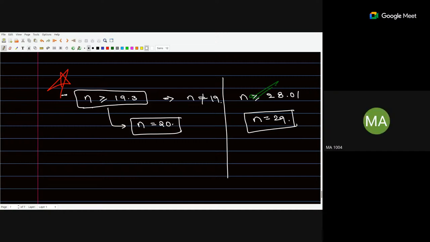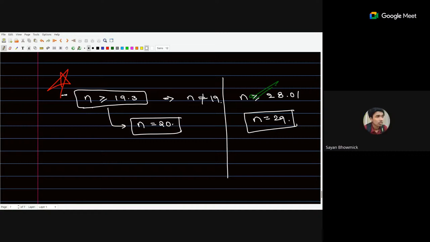See, your n cannot take these fractions, right? That is clear. And when you draw the graphs, you will get to know that even though you equate, you are always approximating. Whatever n you get, it says that at least you should have that many samples.